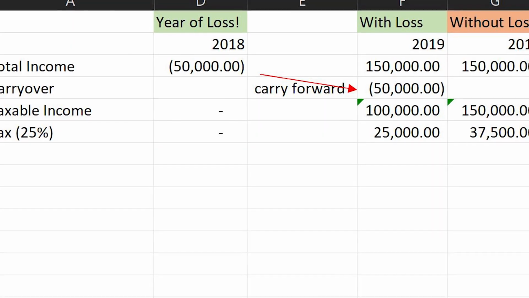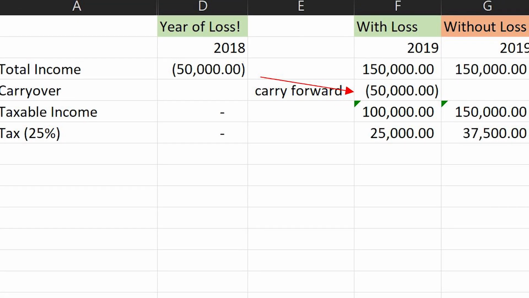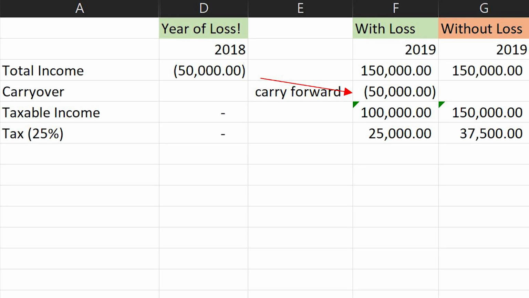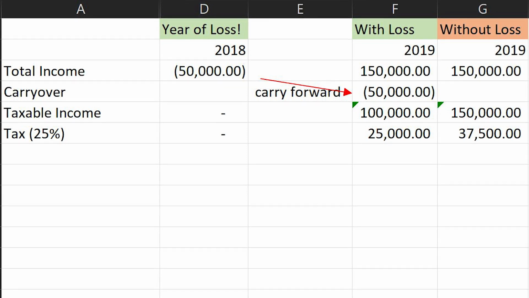Why would you want to do that? All right, so let's talk about the carry forward first. When you carry it forward, you're taking that loss that you incurred in this year and you're offsetting future incomes with that loss. So when you offset future incomes, you basically reduce your tax liability, okay? So that's why the carry forward is important.